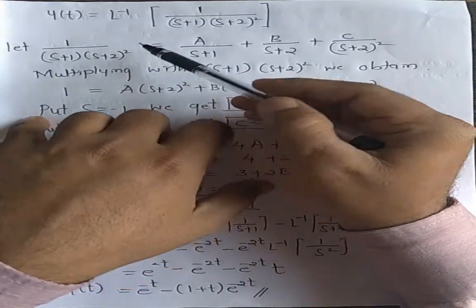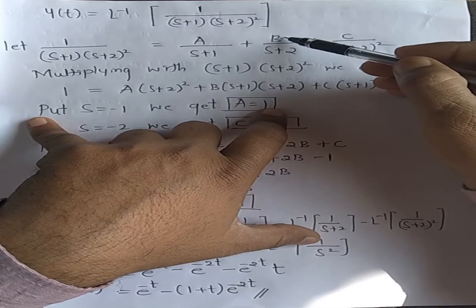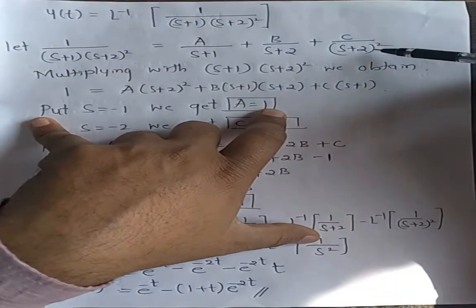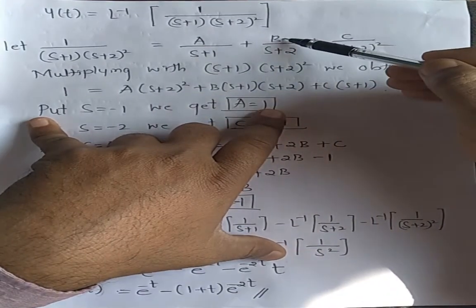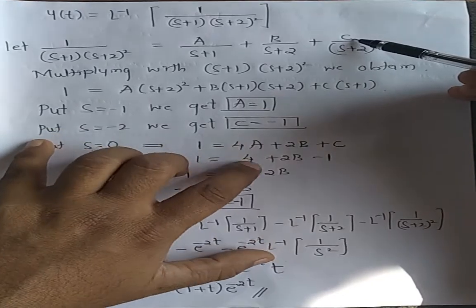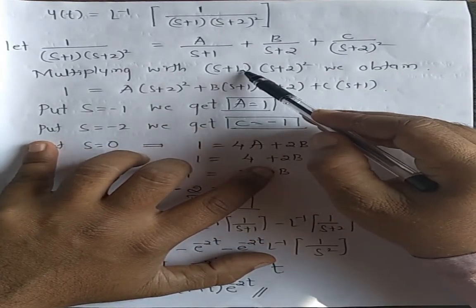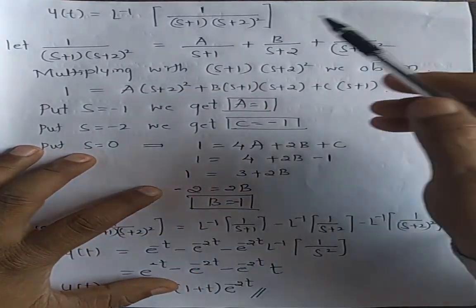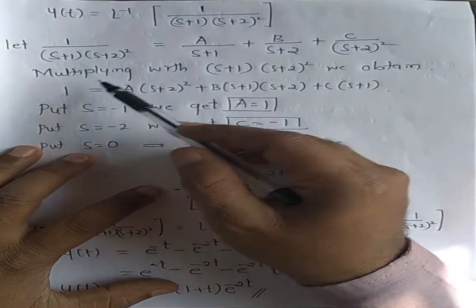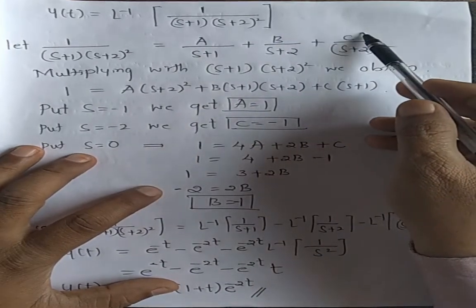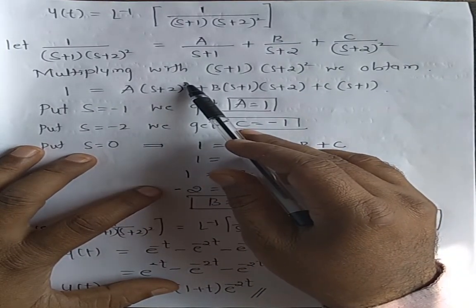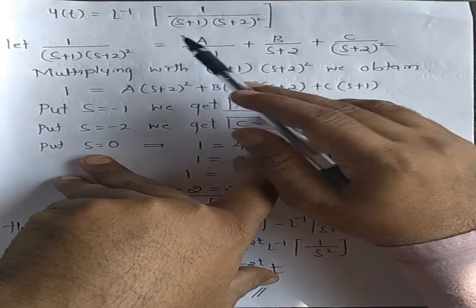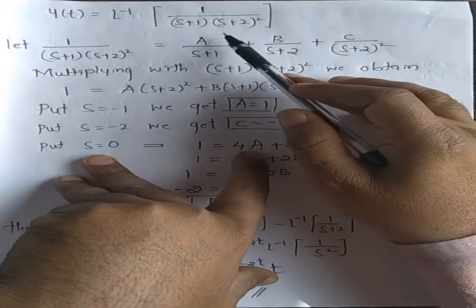So the partial fraction method can be written as a divided by s plus 1, plus b divided by s plus 2 one time, plus c divided by s plus 2 the whole square. Now your aim is to calculate a, b, c. Then later on you can apply the Laplace inverse. So multiply by s plus 1, s plus 2 whole square in the numerator and the denominator. On the left it cancels and becomes 1. On the right you will get a into s plus 2 whole square, since s plus 2 whole square is not there in the first term.